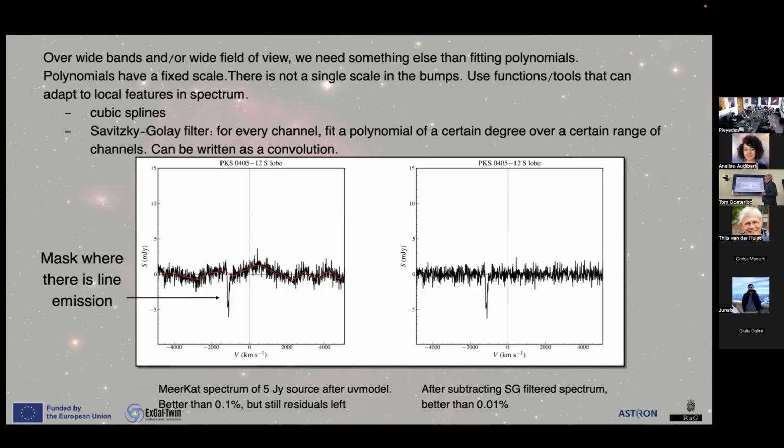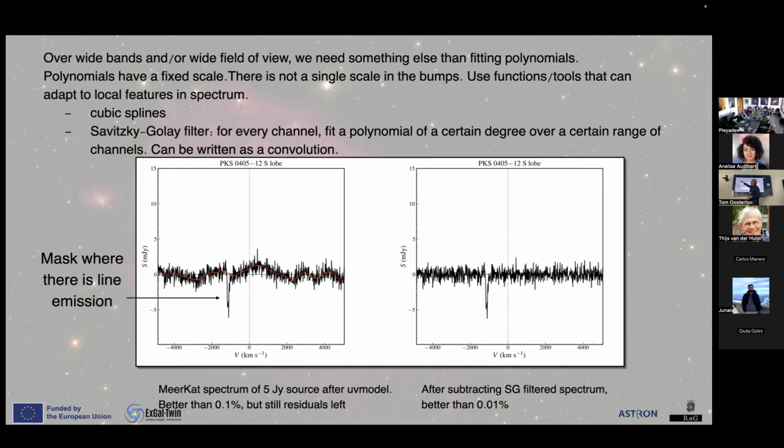One trick is, instead of fitting a polynomial, and you cannot fit a polynomial to this, because a polynomial of a certain order is bumpy, but the spacing between the bumps is more or less the same. And you can clearly see that the spacing between the bumps here is not the same. So you simply cannot fit a polynomial of extremely high order. You need something that fits the local properties of the spectrum.